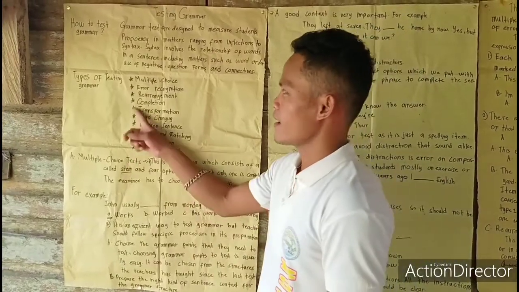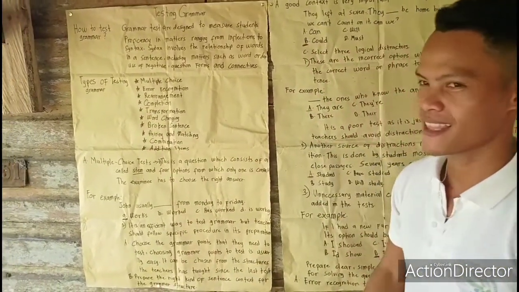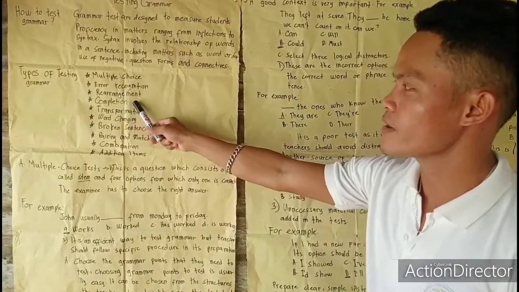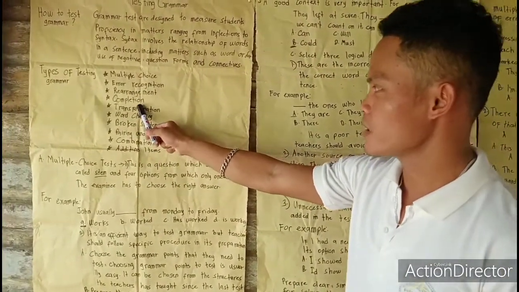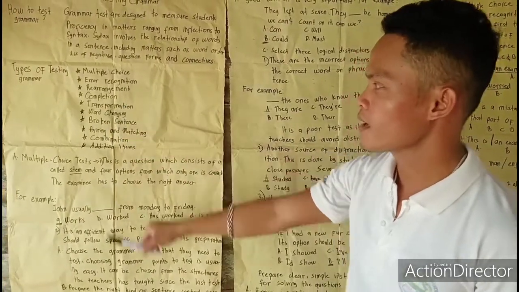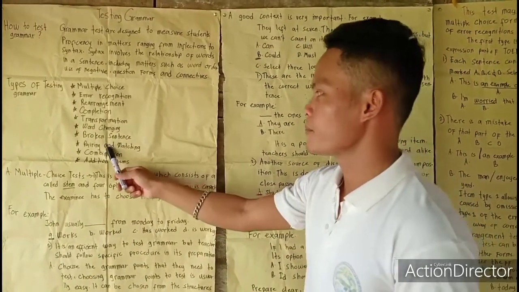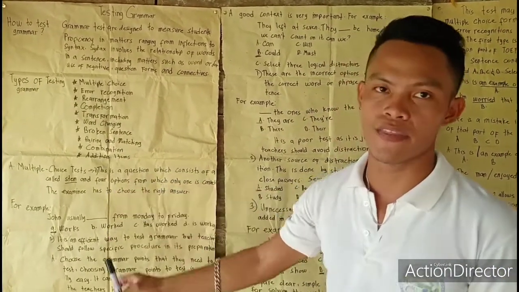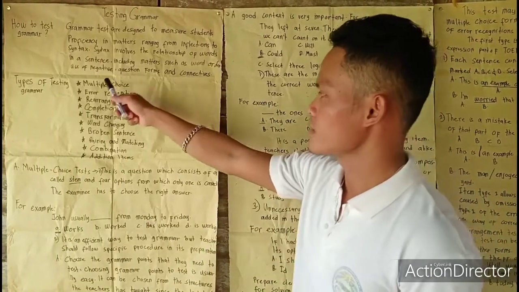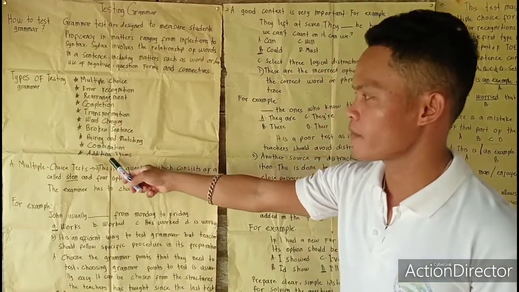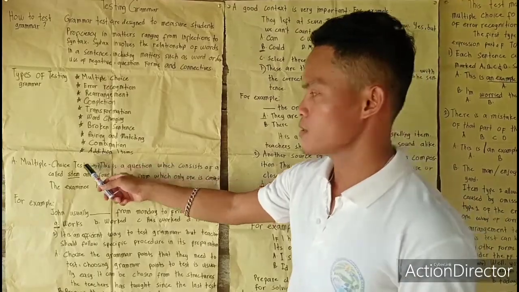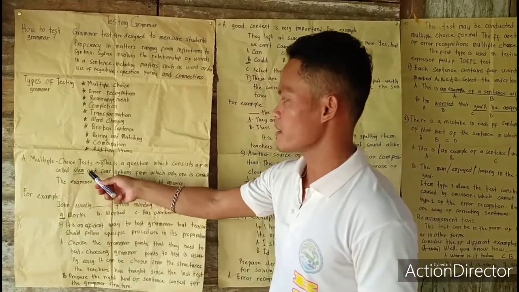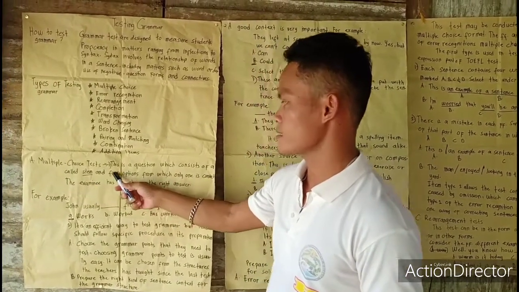So these are the types of testing grammar: multiple choice, error recognition, rearrangement, completion, transformation, word changing, broken sentence, pairing and matching, combination and addition items. These are the 10 types of testing grammar I am going to tackle. This time I am going to tackle the multiple choice test.